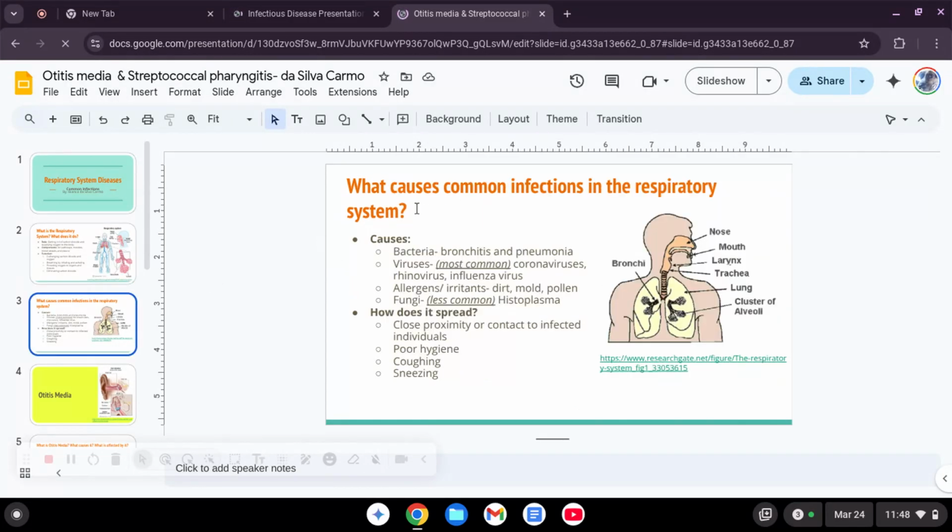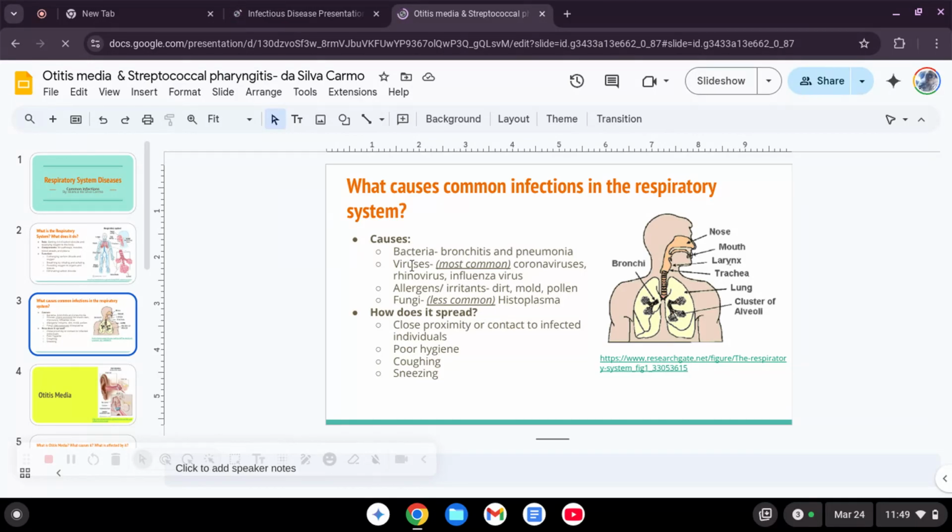What causes common infections in the respiratory system? The causes are bacteria, fungus, and viruses. The most common infections are viruses. For example, the coronavirus that led to COVID-19, the rhinovirus that caused the common cold, and the influenza virus that caused the seasonal flu. More serious illnesses, like for example bronchitis and pneumonia, can be caught by bacterial infections instead of viruses.